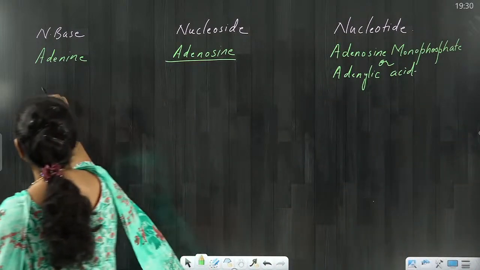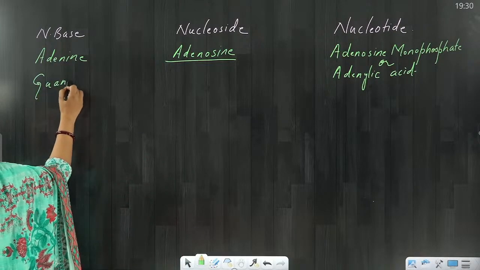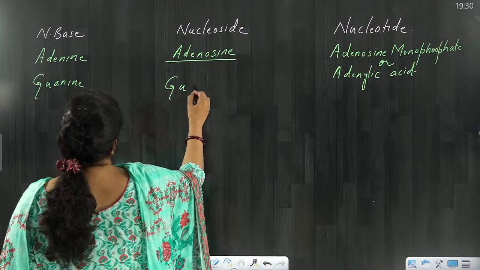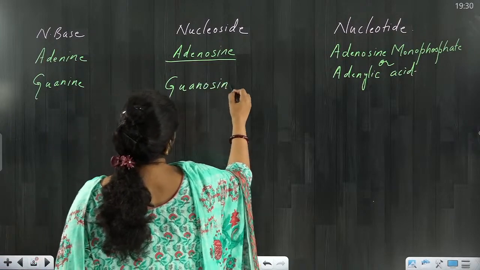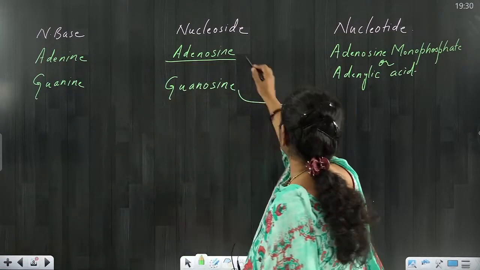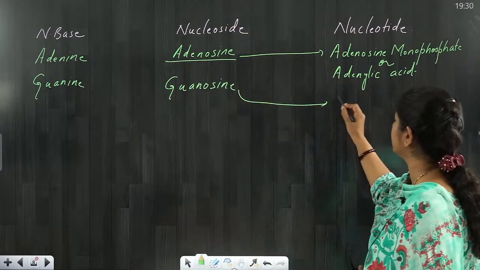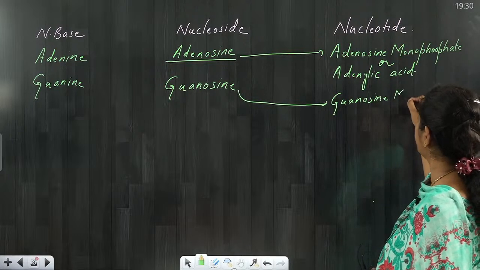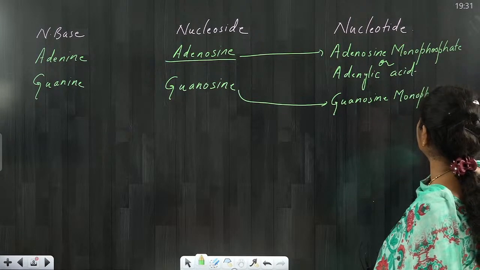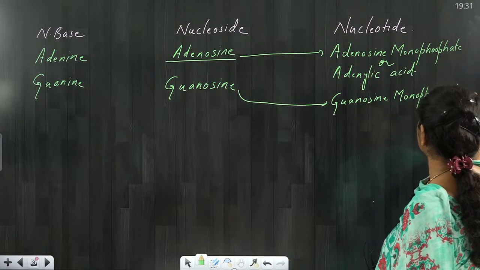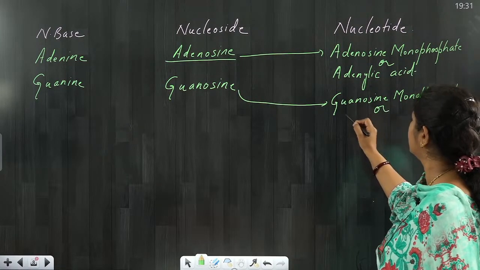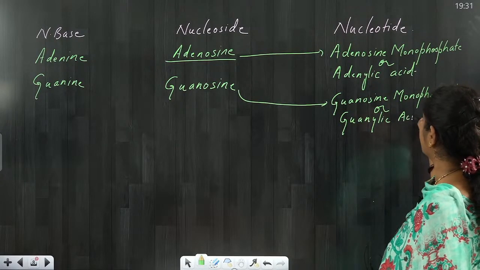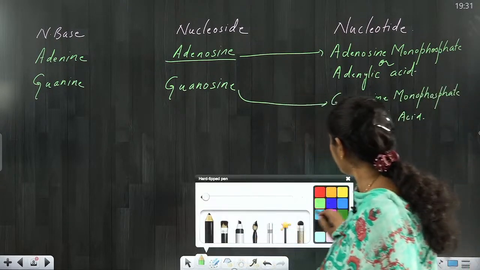Now next is what thing? Guanine. For guanine, what is the name of the nucleoside? Guanosine. What will be the name of its nucleotide now? For guanosine, it should be guanosine monophosphate, or even you can call it guanylic acid. So this is about purine.